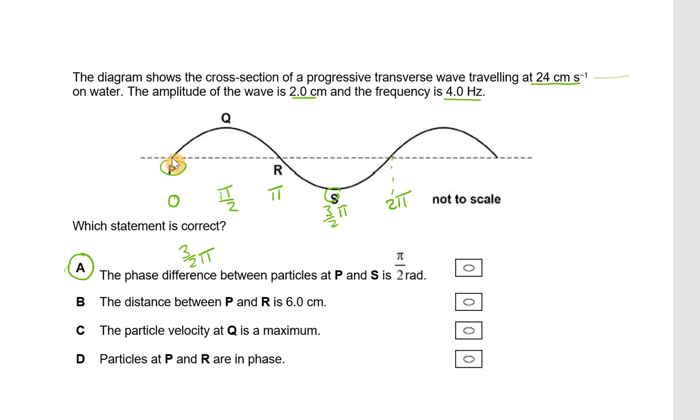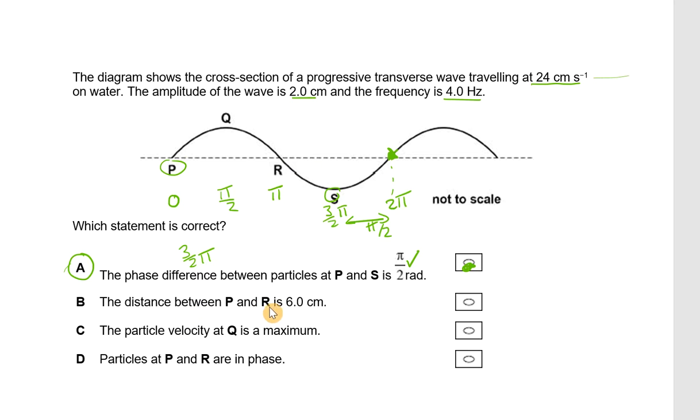However, point P is also at the same point in its phase as this point that I've just drawn here. And we can see the phase difference between here and here is pi over 2. So that is also a true statement, which is why A is correct. Let's look at the other options and see why they're not correct.